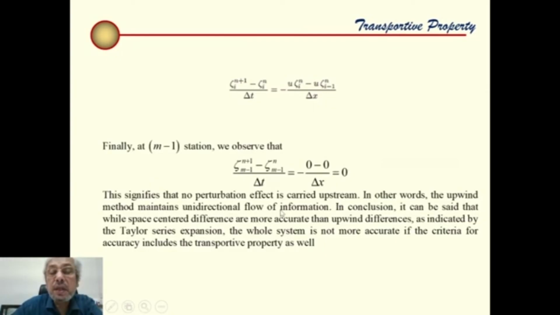maintains unidirectional flow information. In conclusion, it can be said that while space center difference schemes are more accurate than upwind differences, as indicated by the Taylor series expansion that we have seen earlier in our first few lectures, the whole system is not more accurate if the criteria for accuracy includes the transportive property. Because here there is a bias.